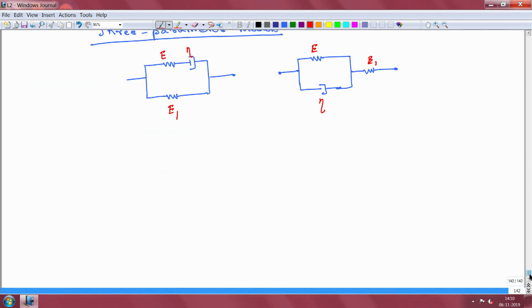So, let us proceed with this as an example. We will also look at the other 3 parameter models in some time, and this is also often known as the standard linear solid. So, let us consider only this particular one, the model on the left hand side.